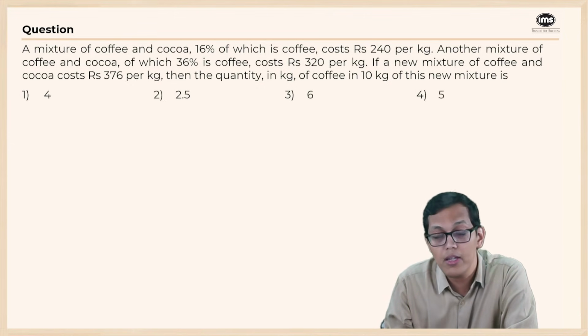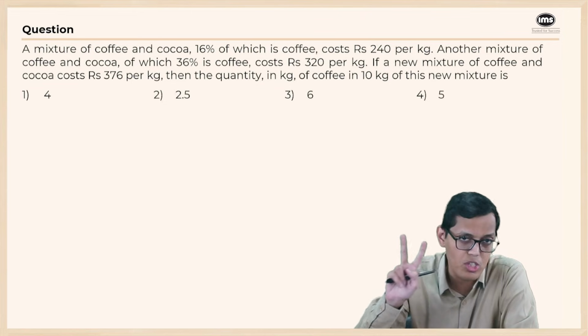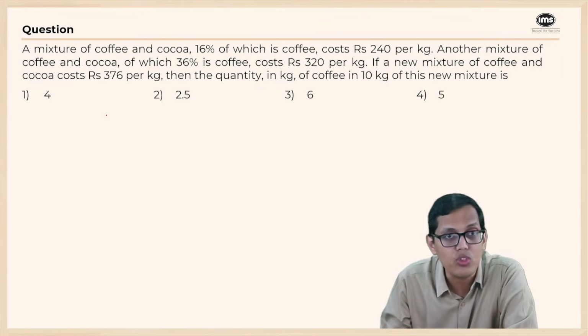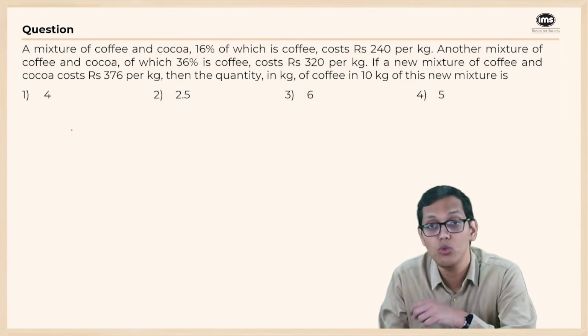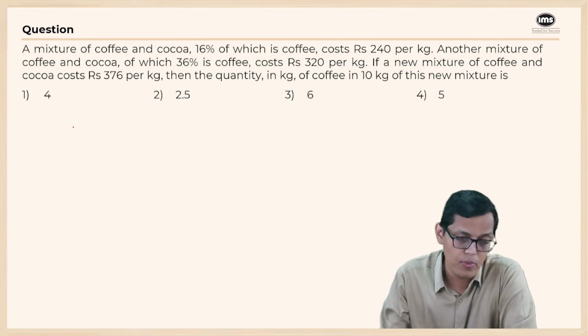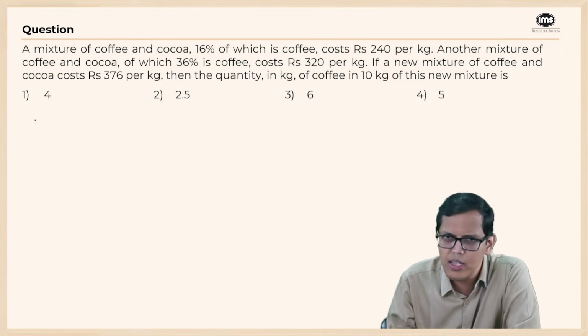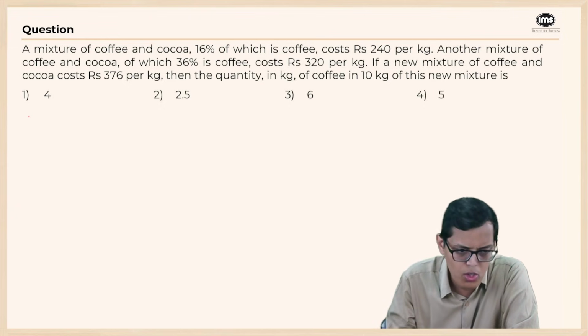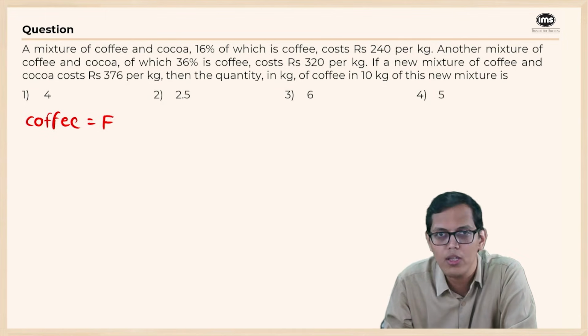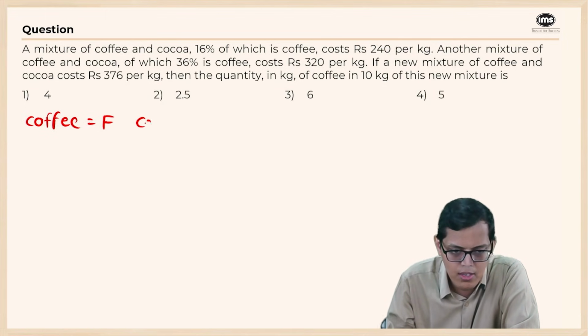It's a question of arithmetic and I have two different approaches for this particular question. One approach is going to be a pretty standard one and the second approach is going to be a shortcut. So I would want you to watch this video till the end. First method: I'll assume the cost of both the items, coffee and cocoa. Since both of them start with the same letter C, I'll have to do something else, and that is going to be F for coffee, and cocoa can be represented by a C.